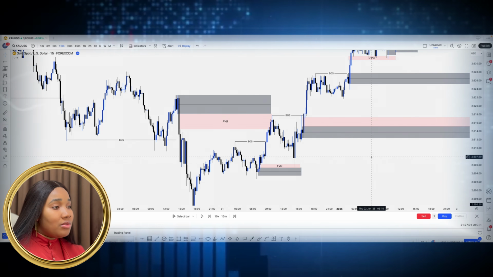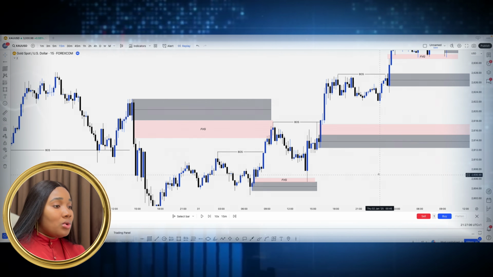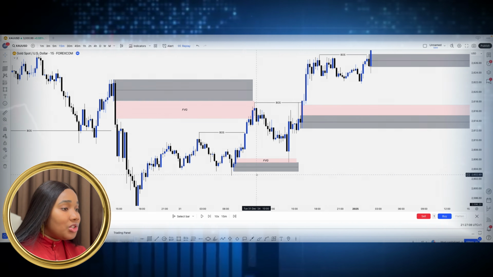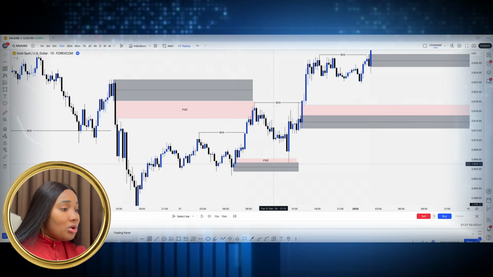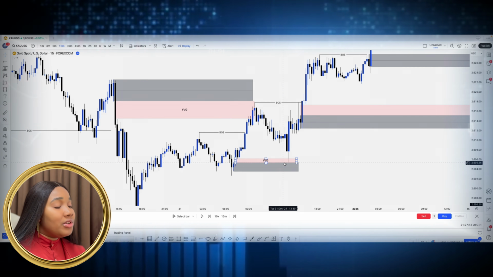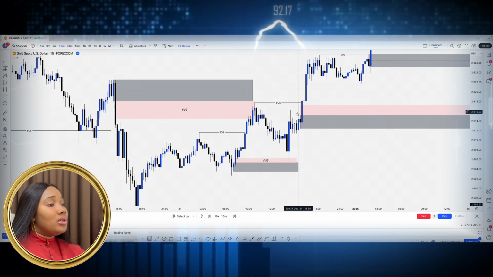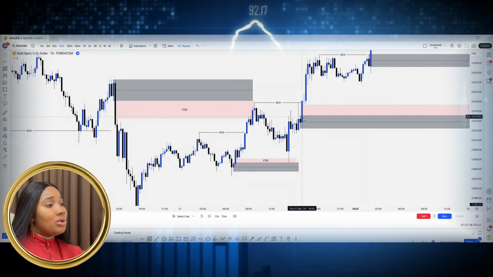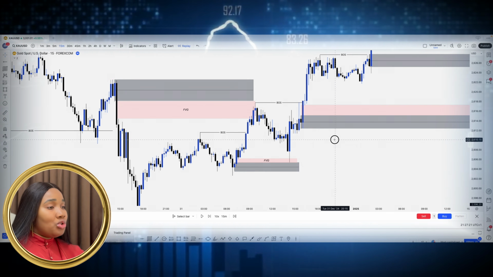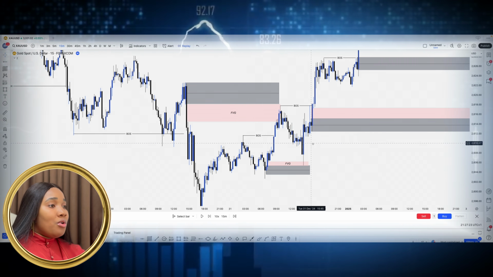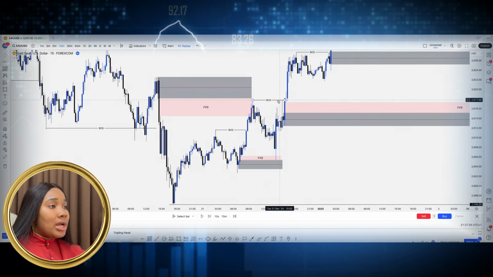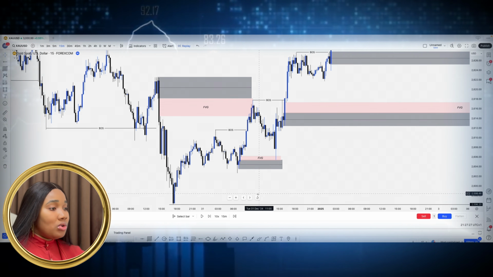Let me zoom in so that everyone will see. Okay. So it tapped into the FVG. It was very close to tapping into the order block, but it reacted off the FVG and missed the order block with just few points and moved straight to our direction, dishing out this massive push to the upside. So from that push, we got another break of structure.